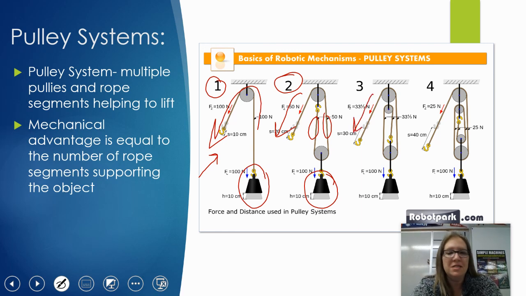This rope pulling down is not supporting the object at all. That's why it doesn't count. So this one has 3 sections supporting the object. So it's cutting it into thirds, mechanical advantage of 3. And then this one is the more complicated one. It's got 4 segments supporting it. So it's cutting it into fourths. I would only have to pull with 25 newtons. And that would have a mechanical advantage of 4.